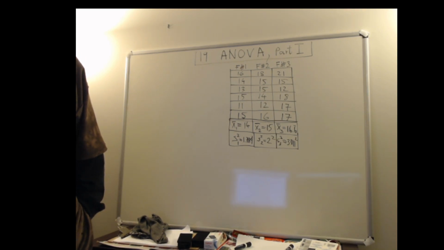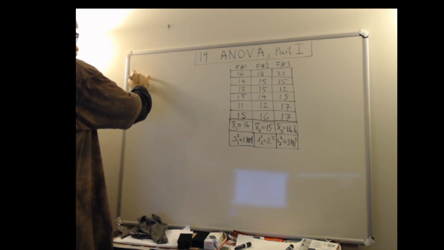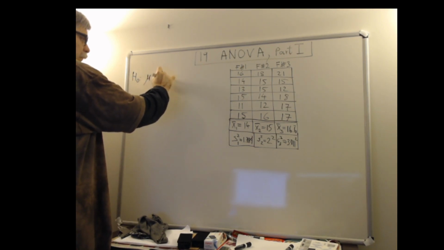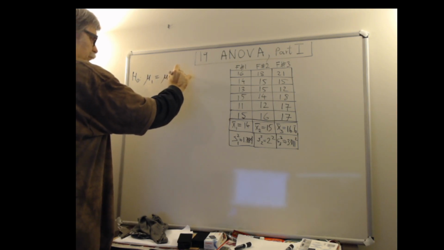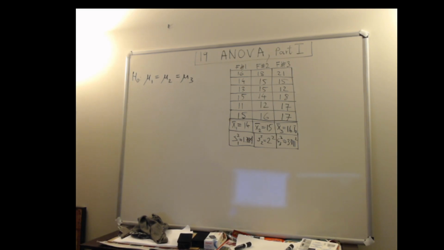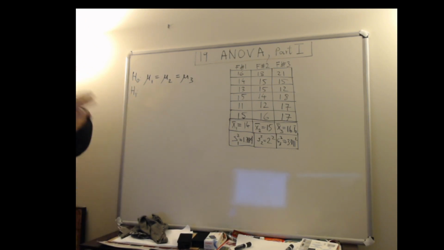All right. So the setup of the test would be, the null hypothesis is to assume that each mean is the same. In other words, there is no difference in the mean yield regardless of what fertilizer you use. The alternative hypothesis would be a negation of that. At least 2 are different.